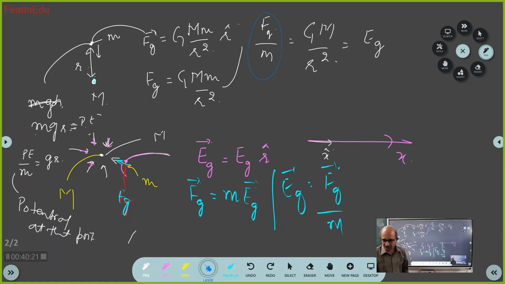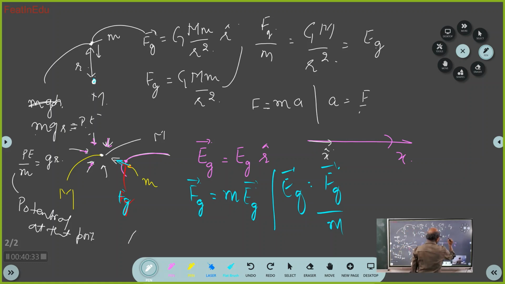Now let us come to Newton's law. In Newton's law, we said F is equal to m into A. Do you remember? And A is equal to F by m. Then what is Fg by m? See, this is F by m. Here, instead of F, I have got acceleration. This is nothing but acceleration due to gravity. Got it? Understood now?